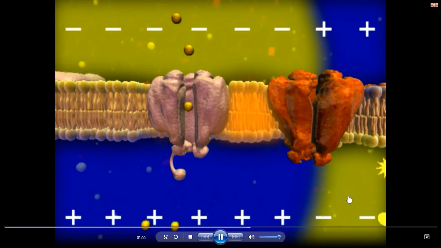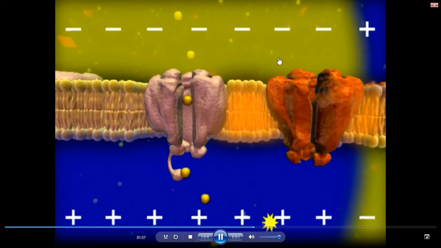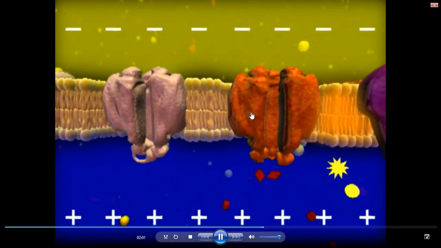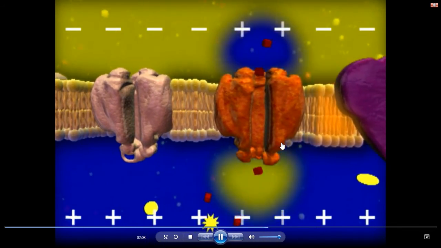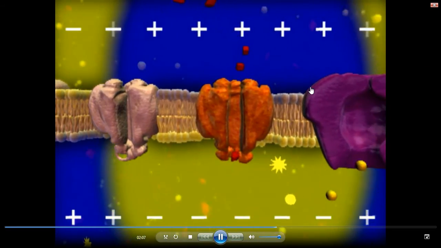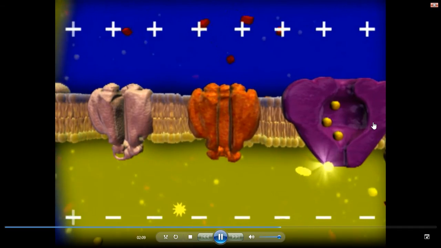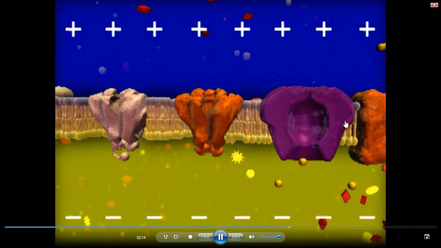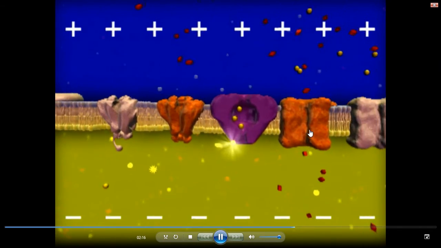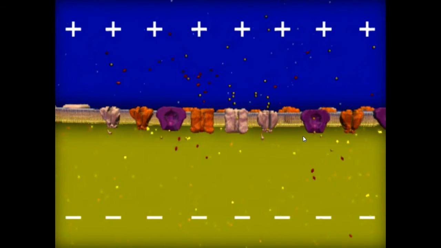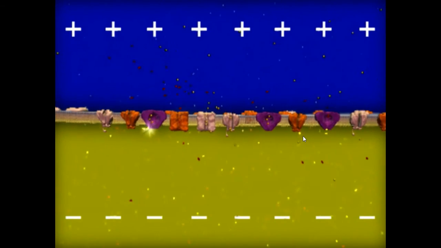This reversal of the charge distribution causes the gated sodium channels to close and the gated potassium channels to open. As potassium ions move out of the cell, the original charge difference is re-established across the membrane, closing the gated potassium channels. This sequence of events is called an action potential. The sodium-potassium pump restores the distribution of ions back to their previous levels at resting potential. Here comes the awesome part.